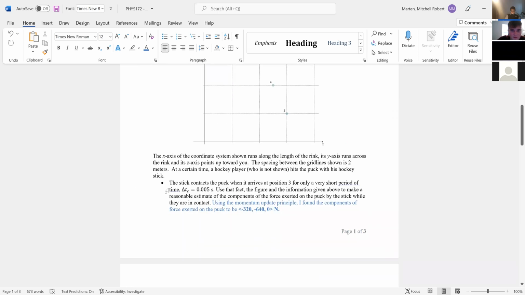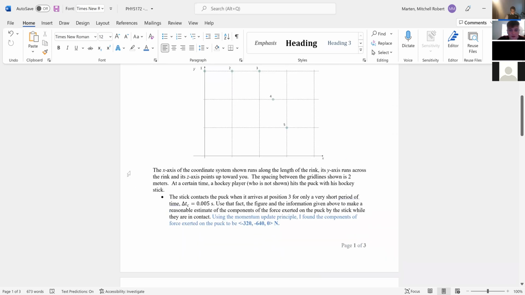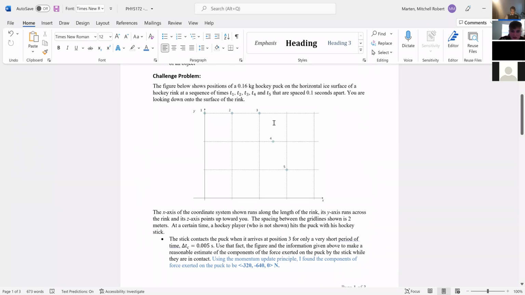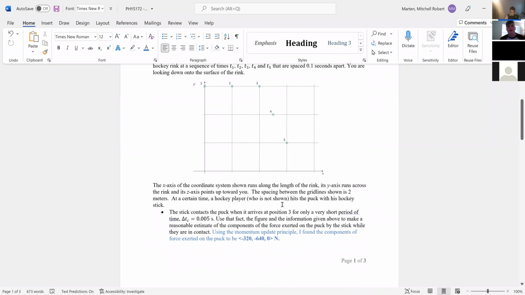So I'm sure you're all familiar, we all did it. The stick contacts the puck when it arrives at position 3, which is here, for a very short period of time, 0.005 seconds. Use that fact and the figure and information to make a reasonable estimate of the components of force exerted on the puck by the stick while they are in contact. So I'll just go first because I'm screen sharing.